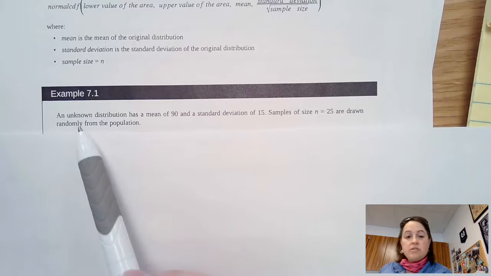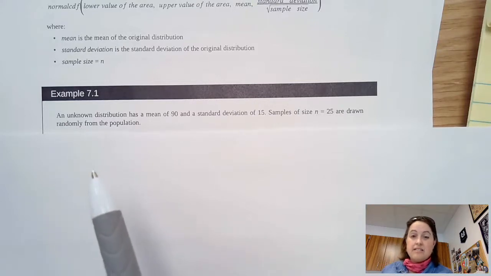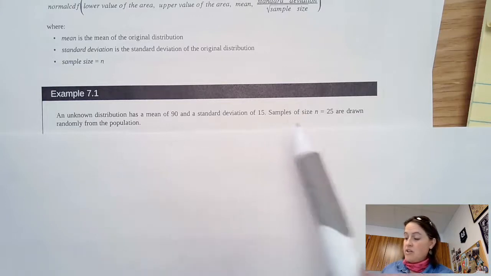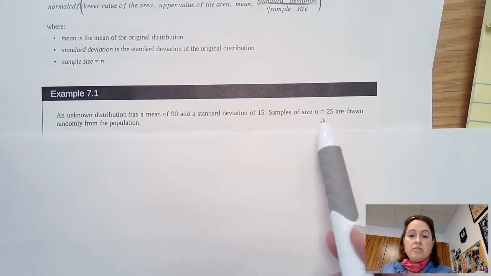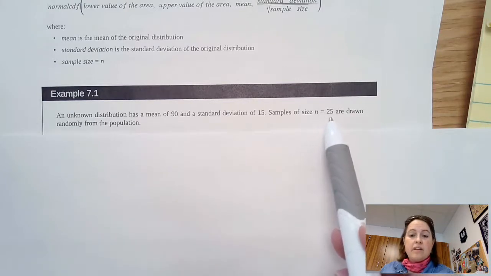So an unknown distribution has a mean of 90 and a standard deviation of 15. A sample size of n equals 25 is drawn randomly from the population. So once again, this is an issue of a free textbook. Right here, this should be at least 30, okay?